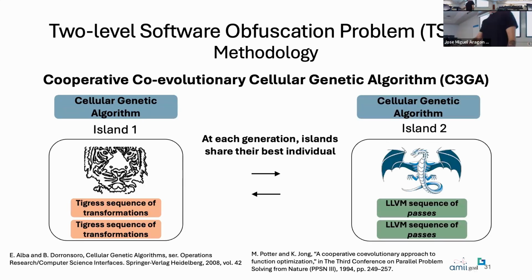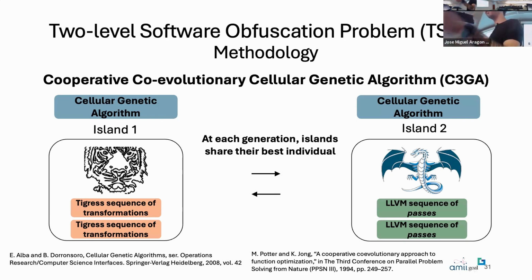To solve this, we propose to use a more complicated genetic algorithm, a cooperative evolutionary algorithm, where we split the search space. We propose to split all variables of individuals into two subpopulations, two islands. The first island is going to optimize the variables of the Tigress sequence of transformations, and the second island is going to optimize the LLVM sequence of passes. Each island is going to implement the cellular genetic algorithm that, to the best of our knowledge, was the first time that the cellular genetic algorithm was used in a cooperative evolutionary algorithm.